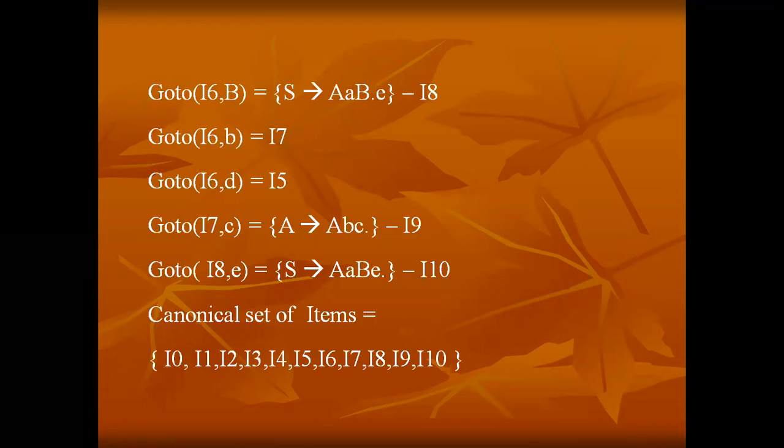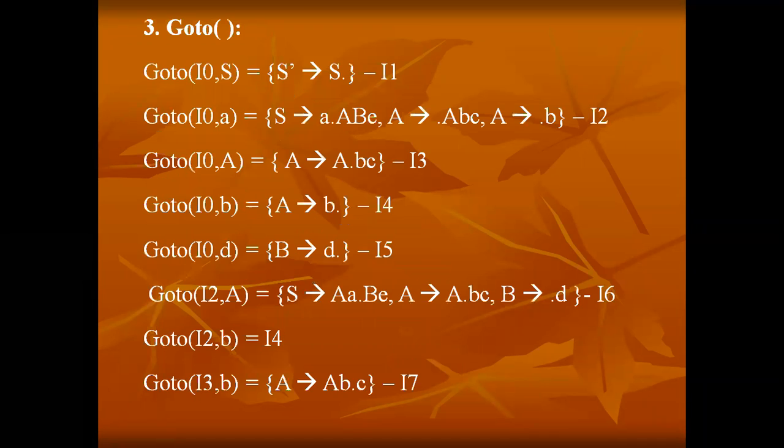How can we note that every production rule in the grammar is processed? See, what is the first rule there? S dash tends to dot S, right? S dot means processing completed. What is the second rule there? S tends to AABE, right? S tends to dot AABE in I naught.